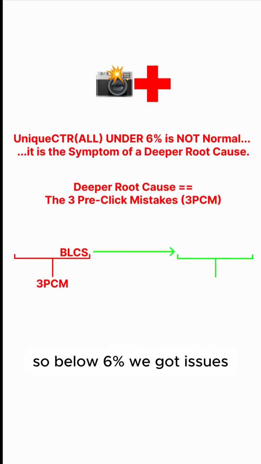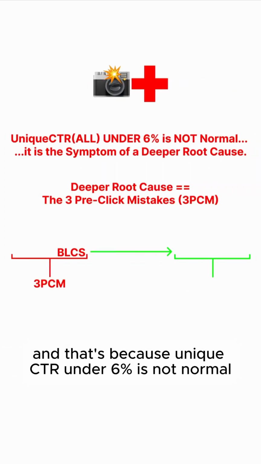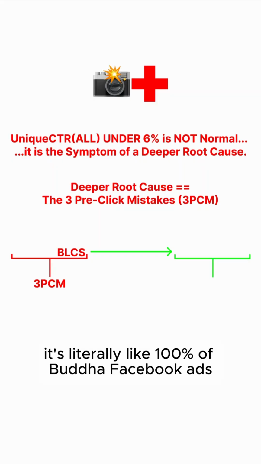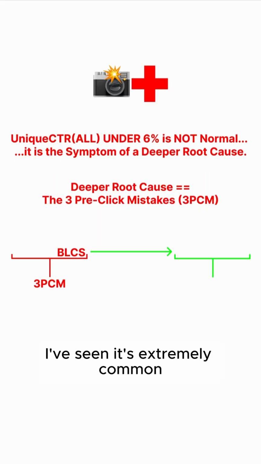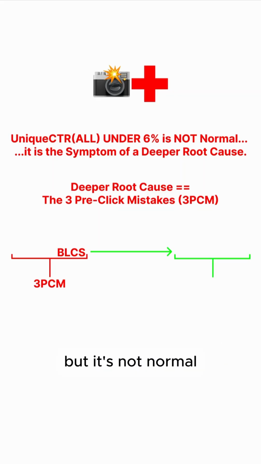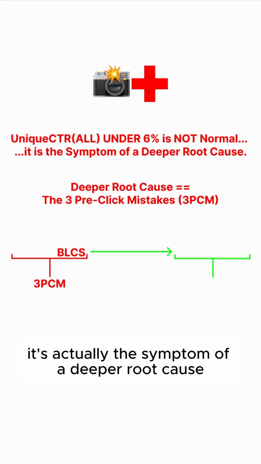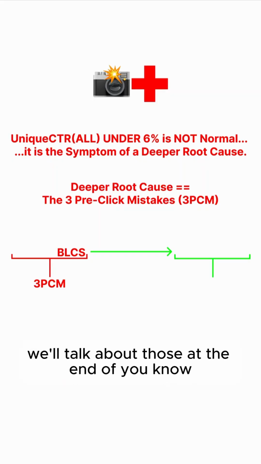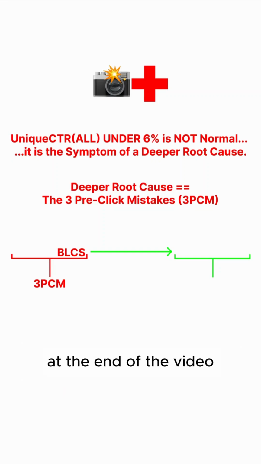So below 6%, we've got issues, and that's because unique CTR under 6% is not normal. It's extremely common. It's literally 100% of Boudoir Facebook ads I've seen, extremely common, but it's not normal. It's actually the symptom of a deeper root cause. And that deeper root cause is the 3 pre-click mistakes. We'll talk about those at the end of the video.